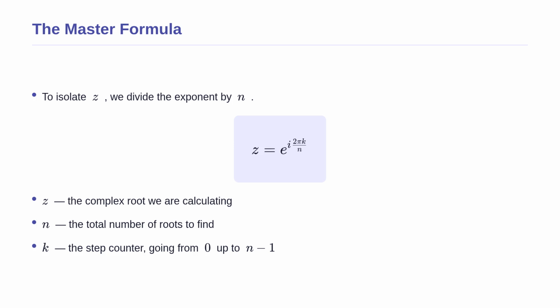Let us break down the symbols. The variable z is the specific root we are calculating. The variable n is the total number of roots we want to find. Finally, the variable k acts as a step counter. It starts at 0 and goes up to n minus 1. As k increases, the angle increases, stepping us evenly around the circle until we have found every single root.